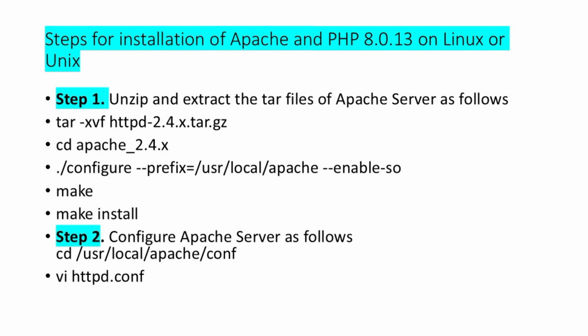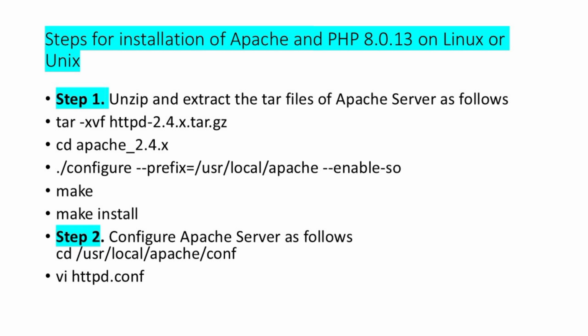Next, configure the installation by running ./configure --prefix=/usr/local/apache --enable-so. This command prepares Apache for installation and enables dynamic module support, allowing you to add or remove modules later without rebuilding the entire server.